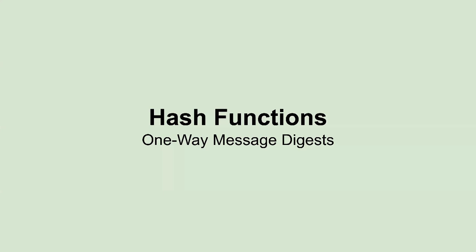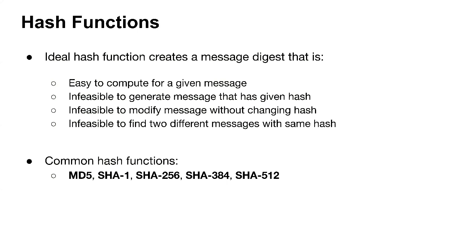So now we'll dig into these in a little bit more depth, starting with hash functions. An ideal hash function creates a message digest that's easy to compute for your message, infeasible to generate a message that has a specific hash. It's infeasible to modify a message without changing the hash, and also infeasible to find two different messages with the same hash. Some common hash functions that you'll see are MD5 and all the SHAs: SHA-1, SHA-256, 384, 512. SHA-256 to 512 are actually grouped under what's called SHA-2. And then there's also SHA-3 that came out, so you might see SHA-3-256 or SHA-3-384 as well.